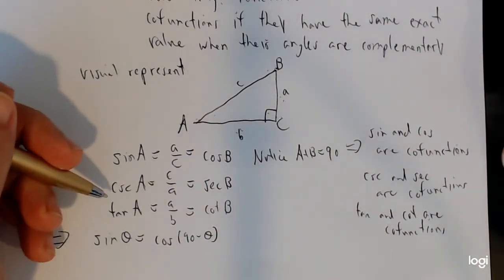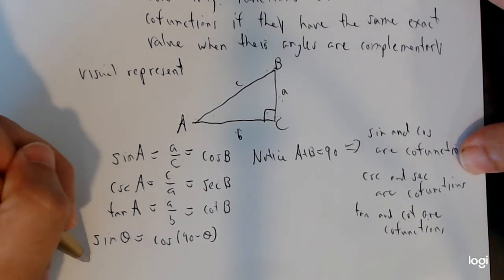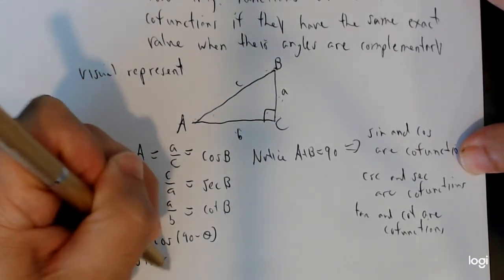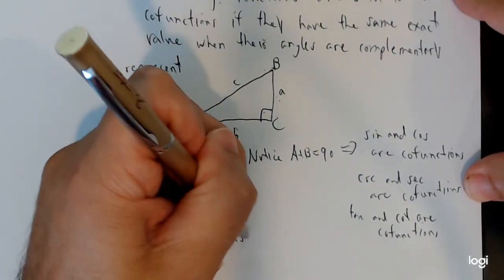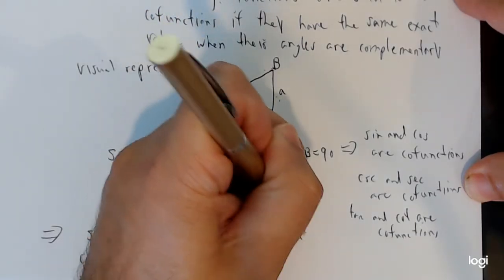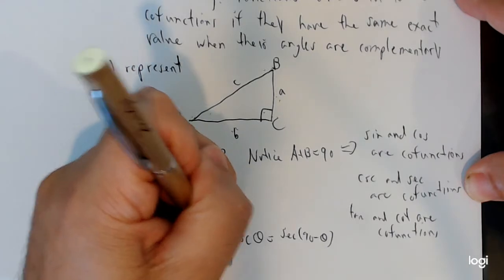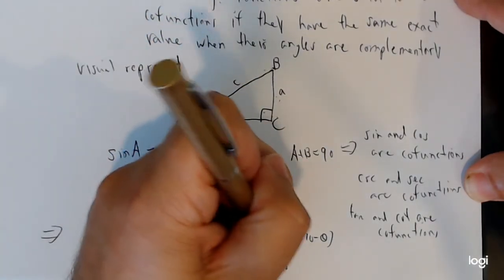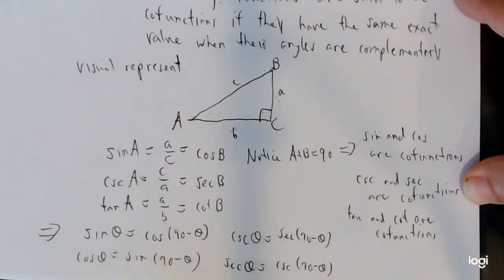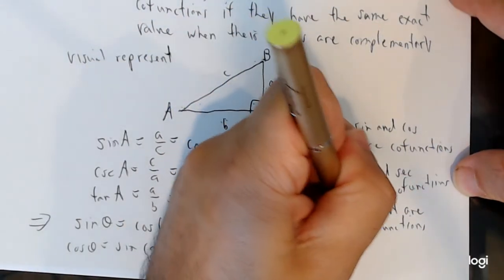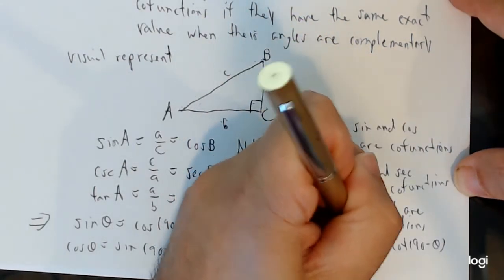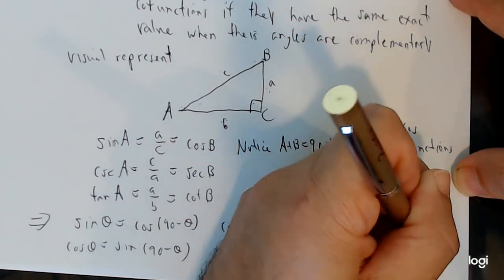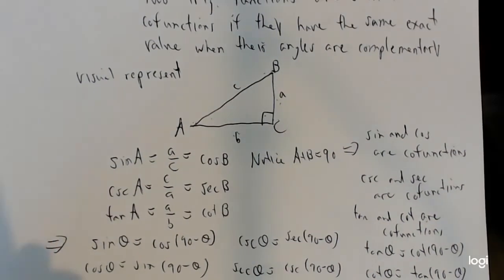So we could also say the same thing the other way. Cosine of theta is equal to sine of 90 minus theta. And then what are the other pairs of cofunctions that we have? We know that cosecant of theta is equal to secant of 90 minus theta, or vice versa. You could say secant of theta is equal to cosecant of 90 minus theta. And then the last pair of cofunctions: tangent of theta is equal to cotangent of 90 minus theta, and cotangent of theta is equal to tangent of 90 minus theta. I'm basically trying to tell you the order doesn't matter, where the 90 minus theta is, as long as the angles add up to 90 degrees.